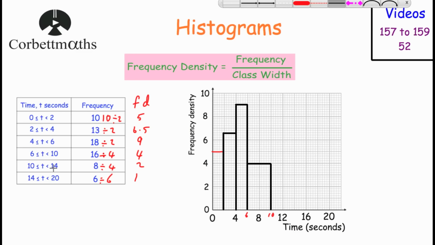Next, we're going to go from 10 to 14, and that's got a height of 2. So from 10 to 14, we're going to go across from 2 and down. And finally, the last group goes from 14 to 20. So we're going to go from 14 to 20, and it's got a height of 1. We make sure its height's 1, and we go down like so. And that's it. We've drawn our histogram for our group frequency table.